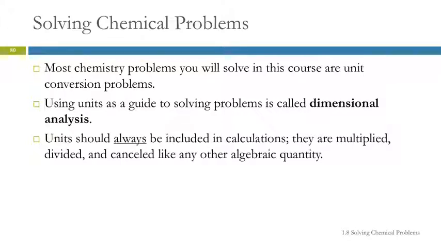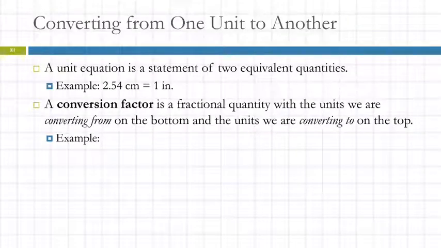When we write them out, they can be multiplied, divided, canceled out, just like algebra variables. X times x is x squared. Meters times meters is meters squared. They can cancel each other out. So dimensional analysis, we use the units to help us know what to do with the numbers. And it works for a lot of the problems we do.